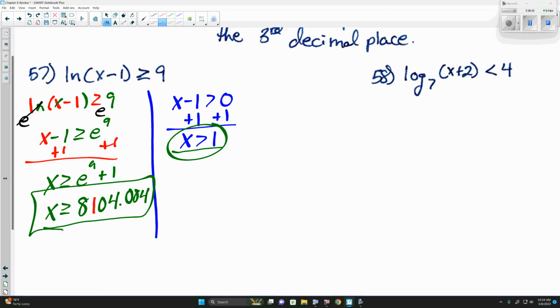Because if the values of x were approaching 1, then we would need it. But they're going away from 1, so we don't need it. Any other questions on 57? Questions on 58?